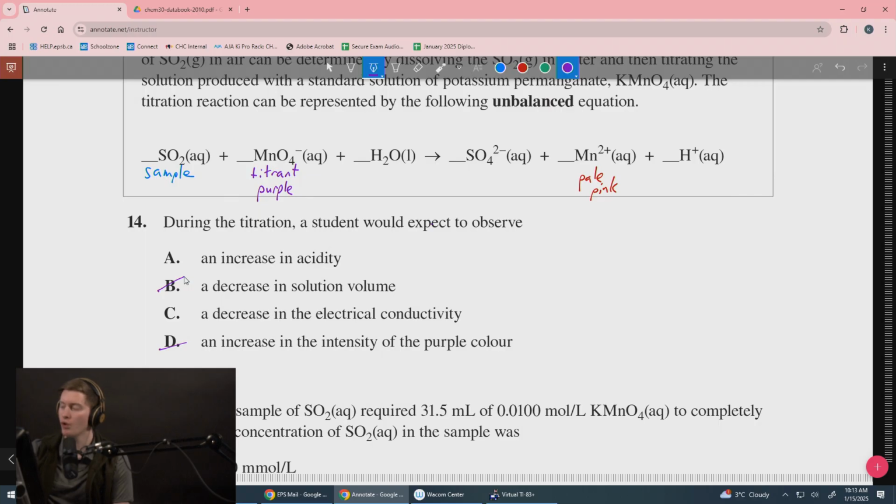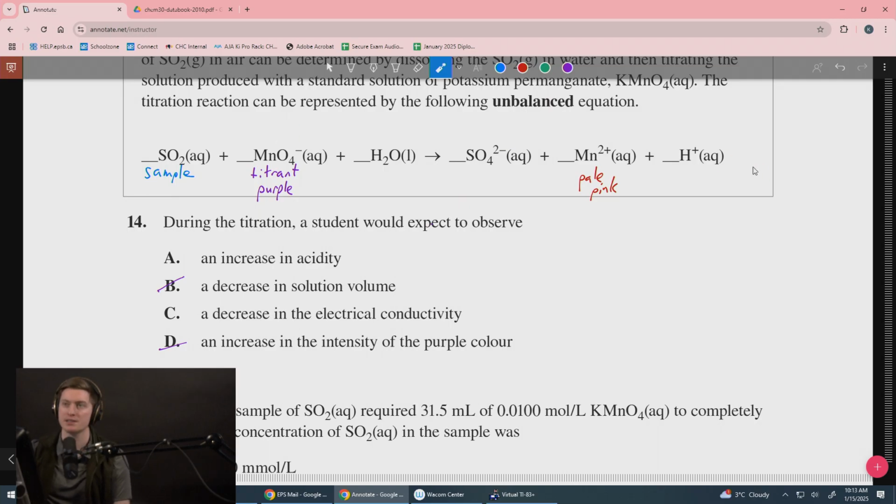We actually have more ions on our product side than we do on our reactant side. So our reactant, the only ion that we're looking at here is our permanganate ion. And I suppose the spectator potassium ion that's also going to be present in the solution. Those would make the solution electrically conductive.